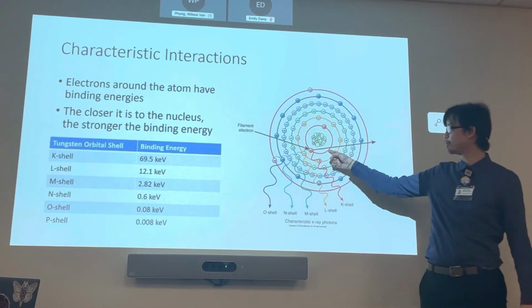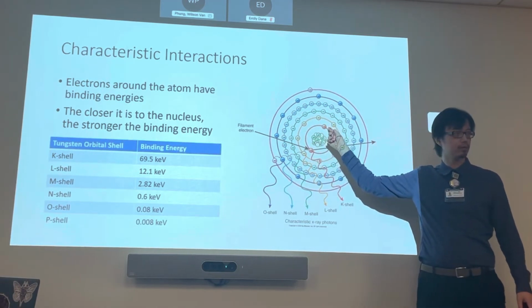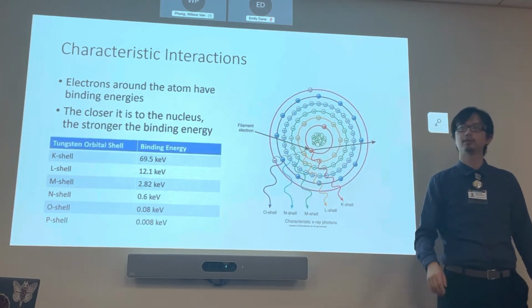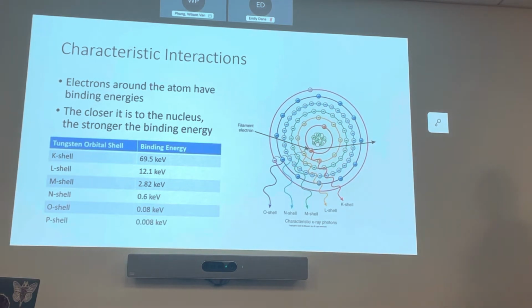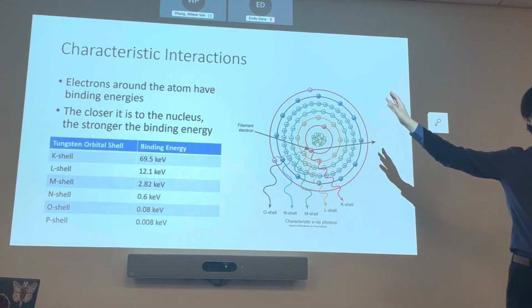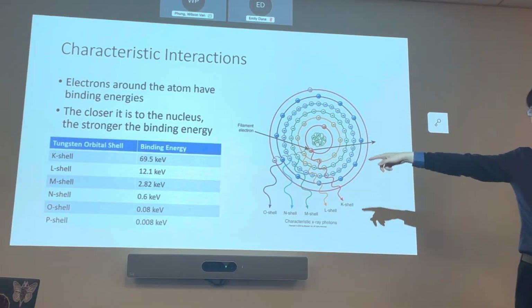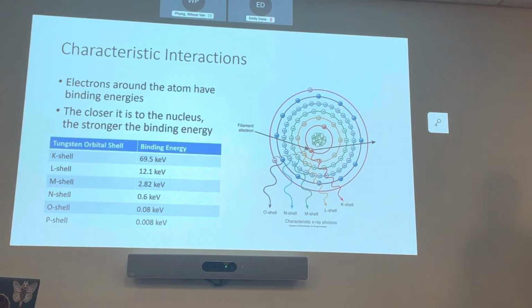So, once again, what do you call the innermost shell? K shell, very good. How many shells do you see tungsten have? Great, 6 shells, right? As you can see, we just go down the alphabet: K, L, M, N, O, P. You have 6 shells. So, which shell has the lowest binding energy? P shell, the outermost shell, right?